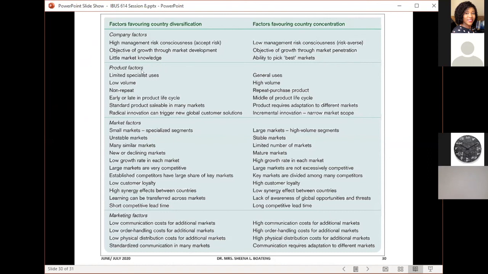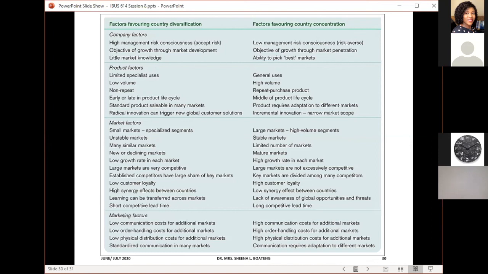After that, we can move to the section on product factors, where you need to consider the factors of the specific product that you are trying to sell, right? If your product has limited specialist uses, like certain products are used by specific professionals or certain specialists in certain fields, you can't afford to have a concentration strategy, because that means that you are limiting the number of people who you have access to and can sell your products to. So the more diversified your market entry strategy, the better, because it means that you have access to more of these specialists in a larger pool of international markets that you can sell your products to.